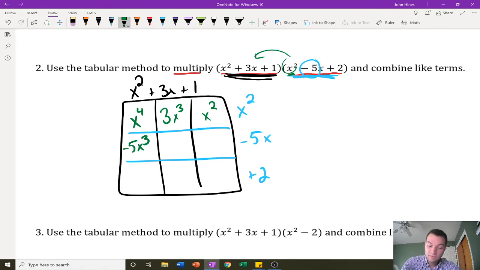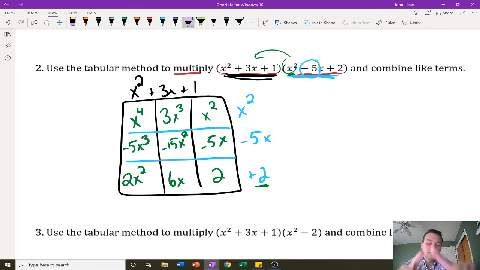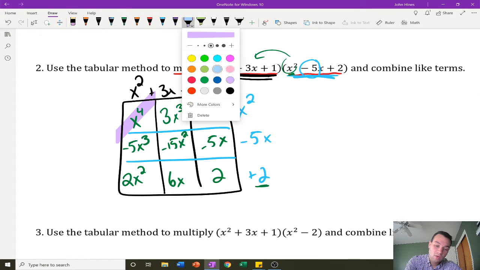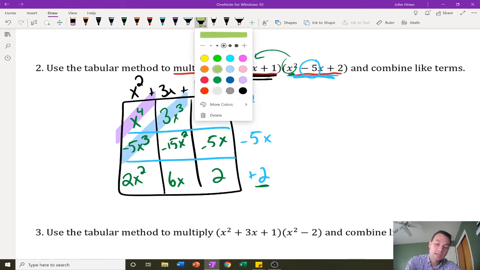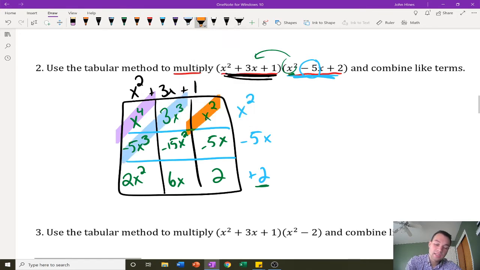3x times negative 5x is negative 15x squared. 1 times negative 5x, well, we can all do that. That's negative 5x. And finally, the easiest point of this whole thing, now we need to multiply by 2. 2x squared, 6x, 2. Now what we need to do is combine like terms. And the way that we're going to combine like terms is we're going to check on our diagonals. We're going to check the diagonals of these boxes here and notice that all of our like terms happen to be lying on the same diagonal.